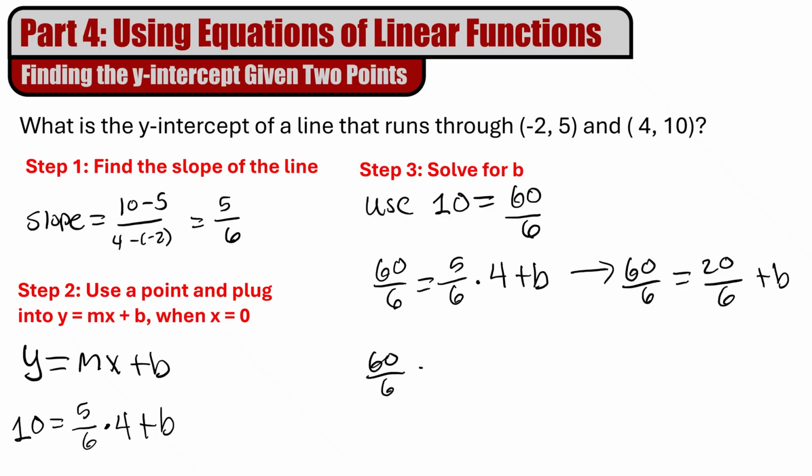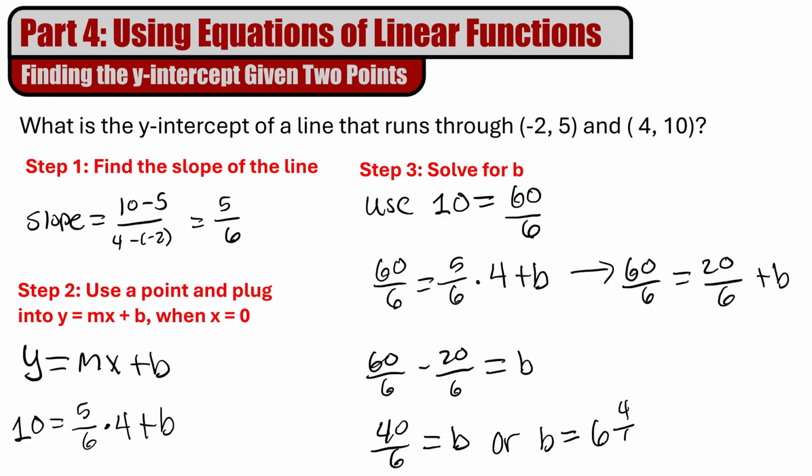Next, subtract 20 over 6 from both sides to isolate b. 60 over 6 minus 20 over 6 is 40 over 6. So b, the y-intercept, is equal to 40 over 6. 40 over 6 can also be rewritten as 6 2/3.